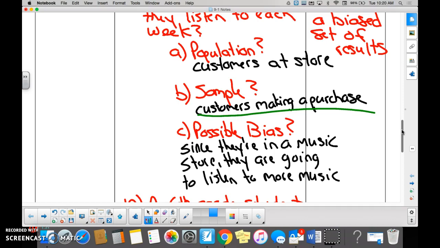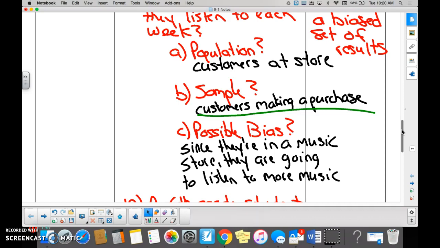Who did the person ask? We only asked the people making the purchase, they would ask it in general. So could that be an issue? Yeah. If they're asking people who made a purchase, they're probably going to go home and listen to that music, or they're probably the ones who listen to more music than those who are just the general, not so dedicated music listeners, if that makes sense.